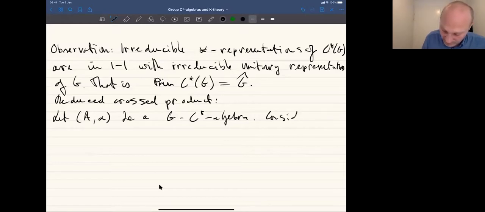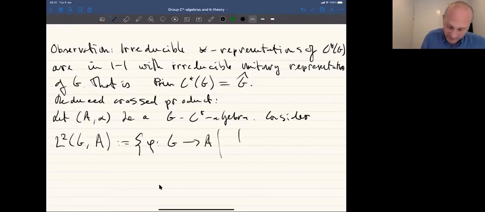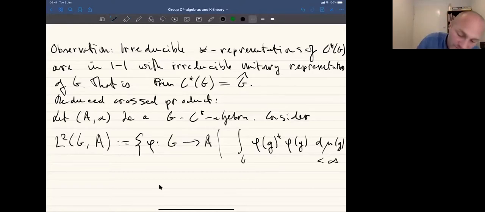Consider the following: L2 of G comma A, which are functions phi from G to A, such that the integral of phi(g) star phi(g) dg, this integral is finite. Notice that this is again one of these C-star algebra Hilbert module things.